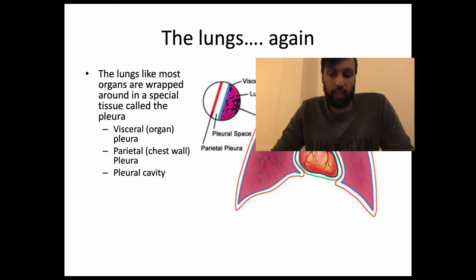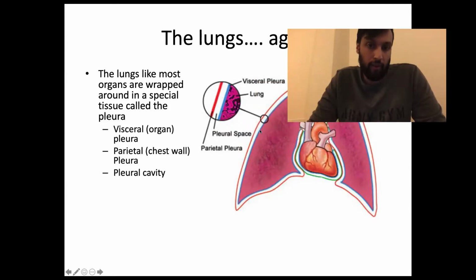Organs are covered by special tissue to protect them, and it's known as pleura. The lungs have two pleura. You have a visceral pleura. Viscera refers to organs; I believe it's the Latin or Greek word for organ. And parietal pleura refers to where it's actually connecting to the chest wall itself. In between here, we have a potential space.